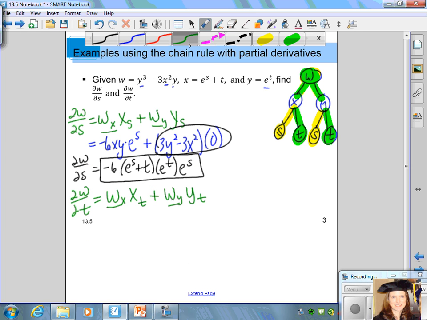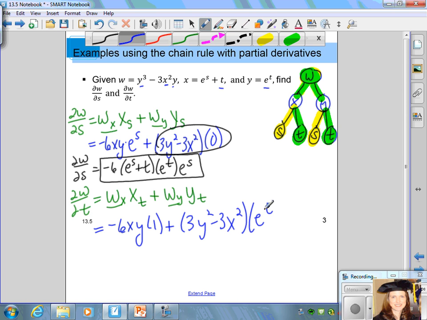So let's go ahead and find the partial of w with respect to x. That is our negative 6xy times the derivative of x with respect to t. That's going to be times 1, plus the partial derivative of w with respect to y, our 3y squared minus 3x squared, times the derivative of y with respect to t, which is e to the t. Now what we need to do is make those substitutions for x and y in this equation so that we can get this all in terms of s and t.